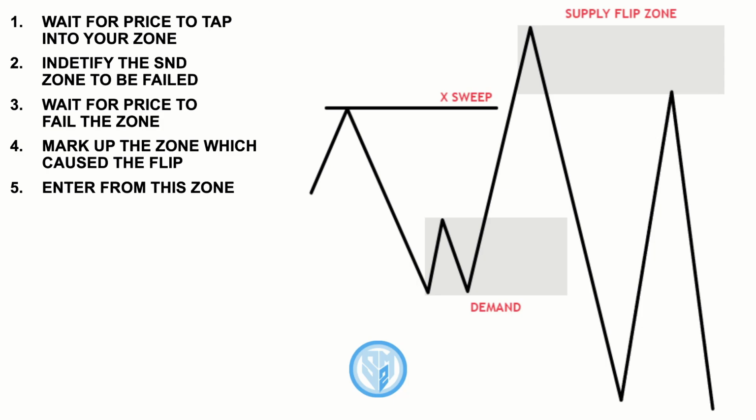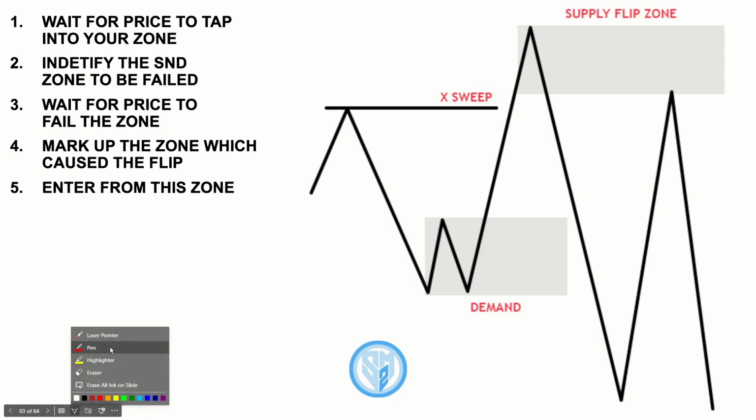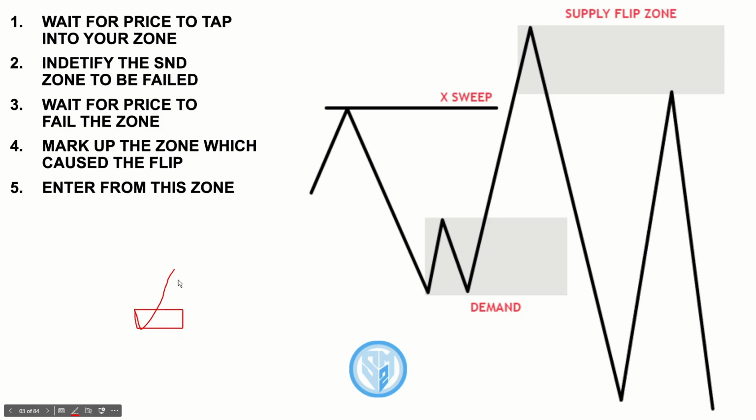Because the whole concept of this sort of flip zone, supply to demand zone, is that we're waiting for price to violate in one direction. So let's just say we have a demand zone here. We're waiting for price to actually violate this demand zone and go past it, go through it, so that we can trade the opposite way, which would be a supply zone. That is the theory behind what is going on here.